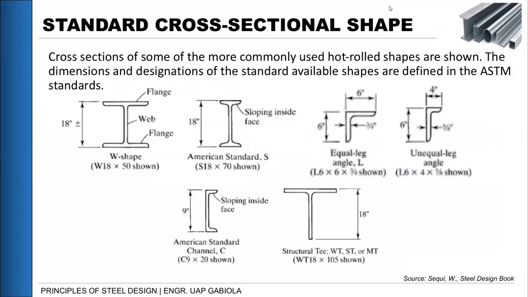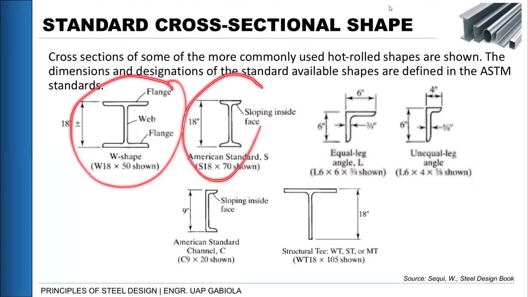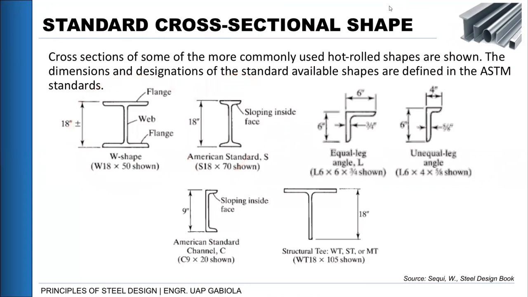All right. Now we go to the standard cross-sectional shape that we have commonly used in practice. So for hot rolled shapes, we have the following. So we have W shape and S shapes or American shapes. So as you can see here, these two materials are almost the same. Ang distinct difference niya is the width of the flange. As you can see, the S-shaped material or the American standard S-shape is narrower than the W shape. And as you can see here, the flange of the S-shape is sloping inside.